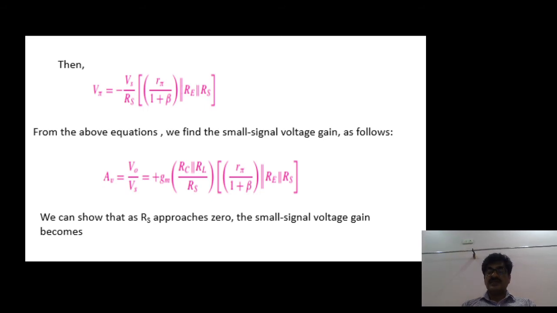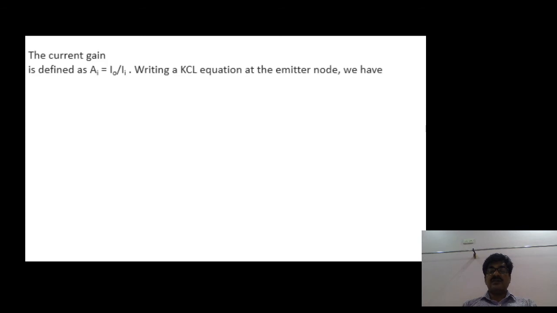Suppose Rs is equal to 0, then the voltage gain is approximately equal to Gm into Rc parallel RL. Okay, Gm into Rc parallel RL. Clear? This is the voltage gain in the common base amplifier.